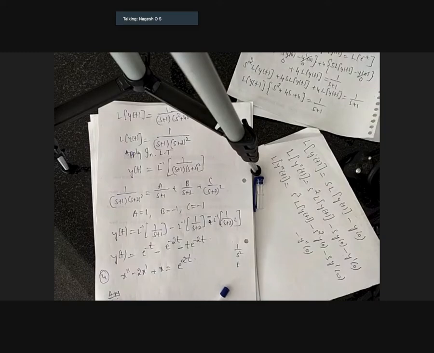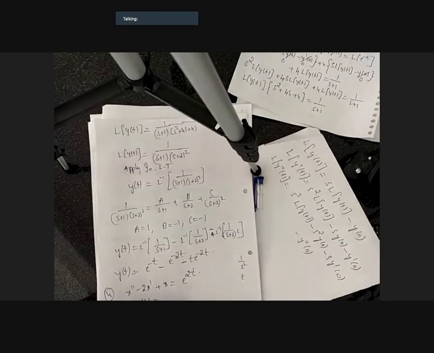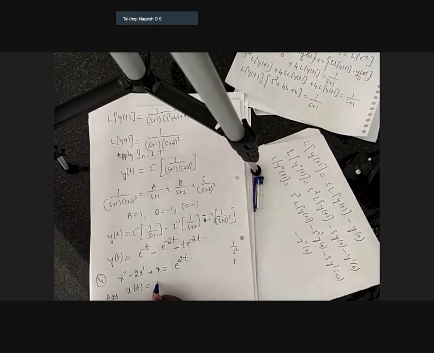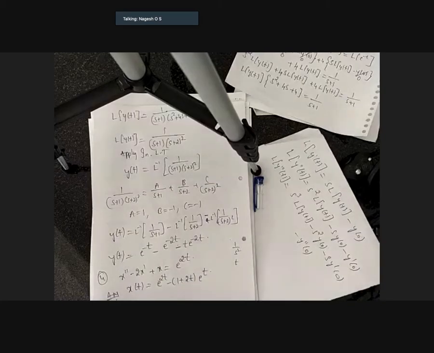Same partial fractions method only we need to use. So the answer is x of t equal to e power 2t minus 1 plus 2t e power t. So 1 plus 2t e power t. This is the answer. Write this answer. Then try this.